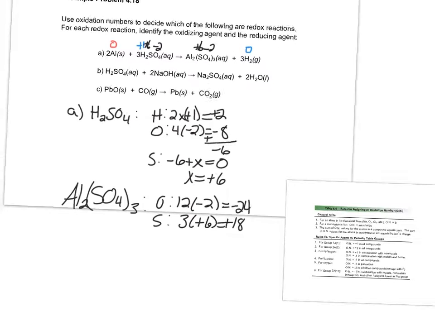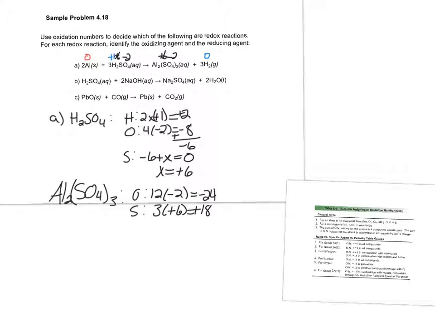And now let me get some more room here. I'm running out of room. Got to add those two things together. What's that equal to? -24 plus 18 equals -6. All right, so for aluminum, now remember, we have 2 of these.